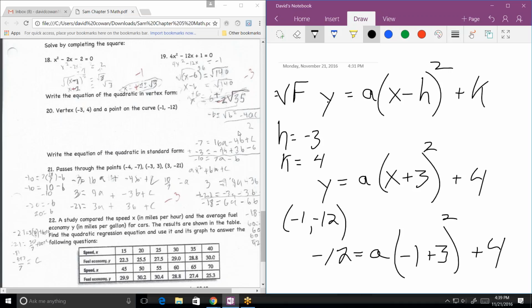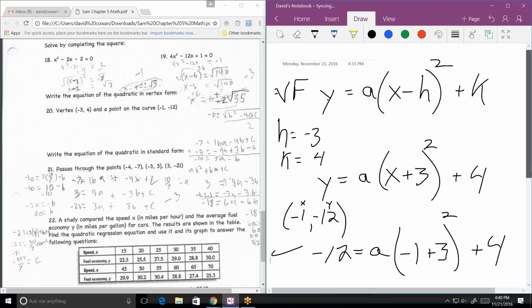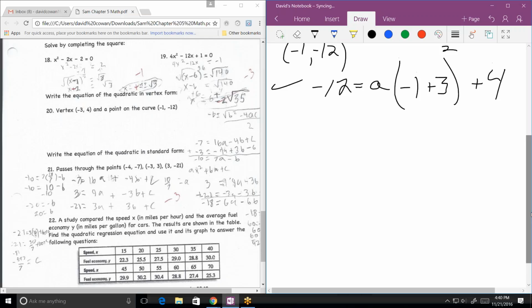Just plug it in. In other words, take this point, that's the x coordinate, that's the y coordinate, and plug it in for x and y. And then you have one equation and there's only one variable, a, and we're going to be able to solve for that variable. Let's do it. What's the next line here?